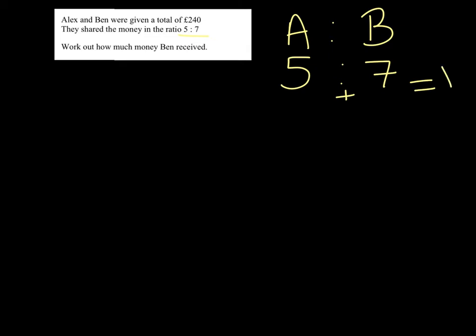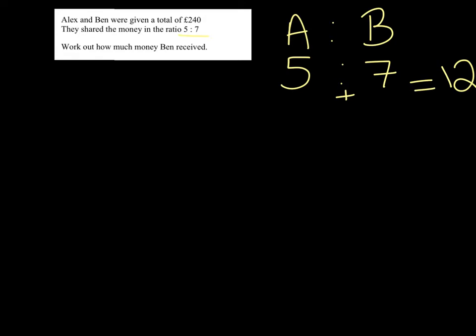Okay, so let's just have a look at one more question. So, Alex and Ben were given a total of 240. So again, same process. Alex comes first and Ben comes second for the ratio. And this time they share money in the ratio 5 to 7. So 5 to 7, for every 5 that Alex gets, Ben gets 7. That means altogether there is a total of 12 parts to that ratio.